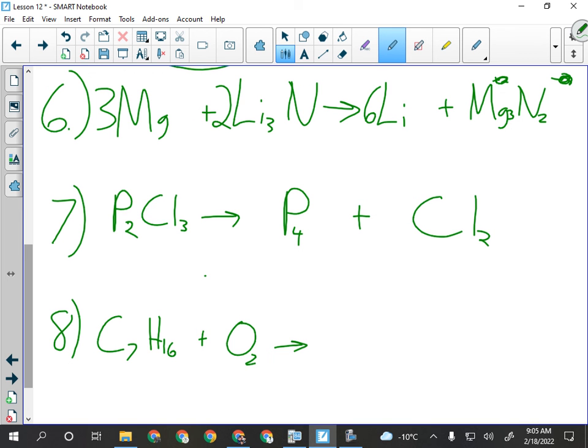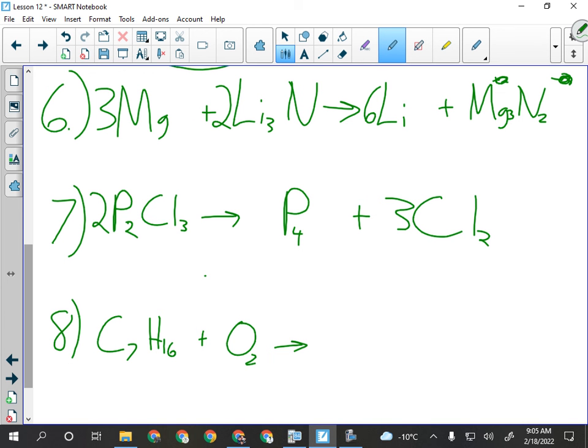What should I balance first? Phosphorus is the biggest number. So I'm going to go back over here. Now I've got 4 phosphorus. That gives me 6 chlorines. 3 there takes care of my chlorines. Everybody good with that?